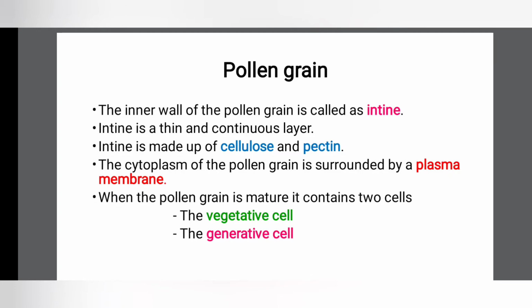But exine is not a continuous layer, as it has got tiny pores called germ pores on its surface. Intine is made up of cellulose and pectin. Exine is made up of sporopollenin, but intine is made up of cellulose and pectin. The cytoplasm of the pollen grain is surrounded by a plasma membrane. When the pollen grain is mature, it contains two cells. One is the vegetative cell, the other one is the generative cell.